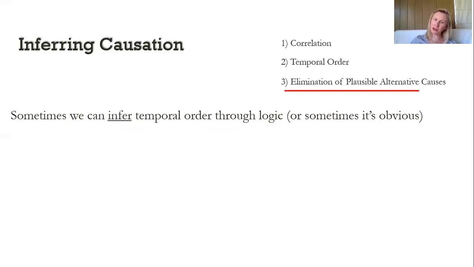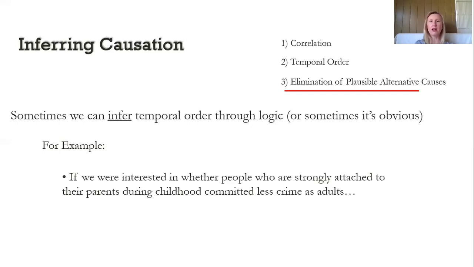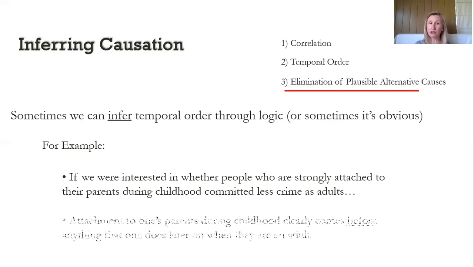So if you were in the foster system as a child and now you're involved in the criminal justice system, we know that being in the foster system came first. That's pretty logical. If we're interested in people who are strongly attached to their parents during childhood, and if those people commit less crime as adults, we clearly can see that attachment to your parents comes before anything happens when you're an adult.